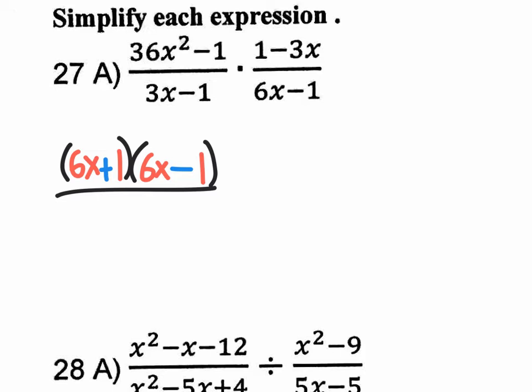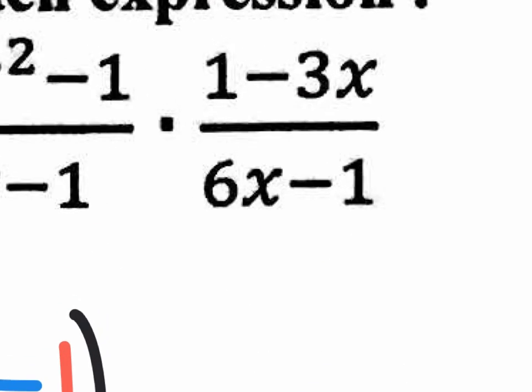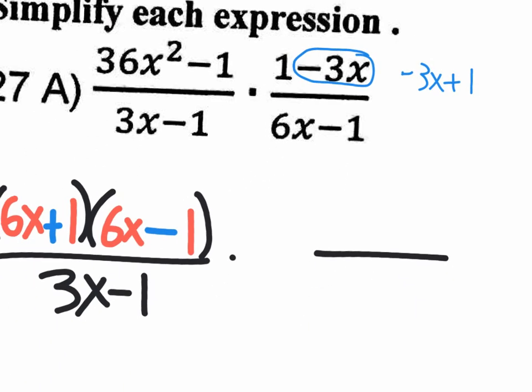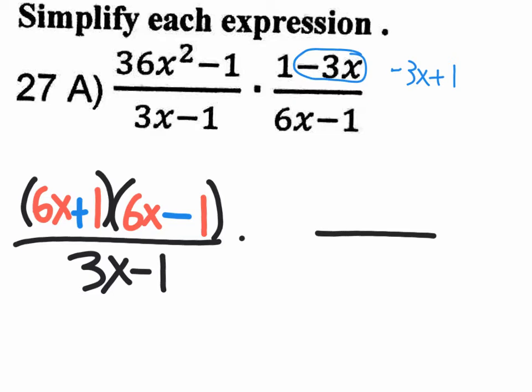The bottom, like we said, we couldn't do anything to, so we have 3x minus 1 times, over here, let's first start out by recognizing that the 1 and the 3x are out of order, so let's switch them. But when we switch them, that minus sign belongs to the 3x. So when I switch, I'm going to write it as negative 3x plus 1. Okay? Now that negative 3x, if I notice down here in the factored form of this first fraction, we have a positive 3x, but that's a negative 3x. We have a negative 1, but that's a positive 1.